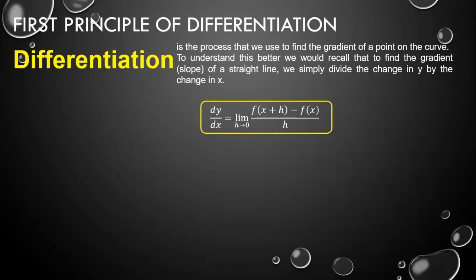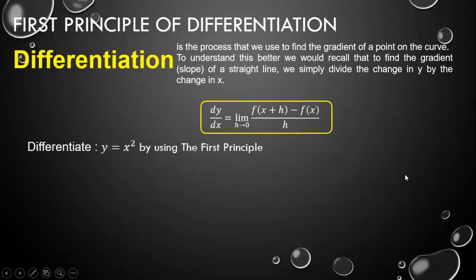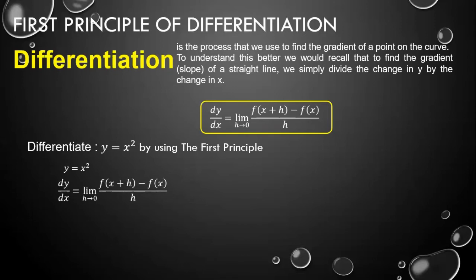Okay, students, how do we apply this differentiation equation? Look at this example. Differentiate y equals x squared by using the first principle. Y equals x squared. dy over dx equals limit h to 0 of f(x plus h) minus f(x) over h. So dy over dx equals limit h to 0 of (x plus h) squared minus x squared over h.